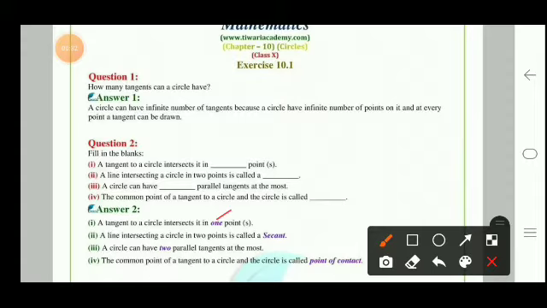A line intersecting a circle in 2 points is called a secant. Then, a circle can have 2 parallel tangents at the most. Then the common point of a tangent to the circle and the circle is called the point of contact.